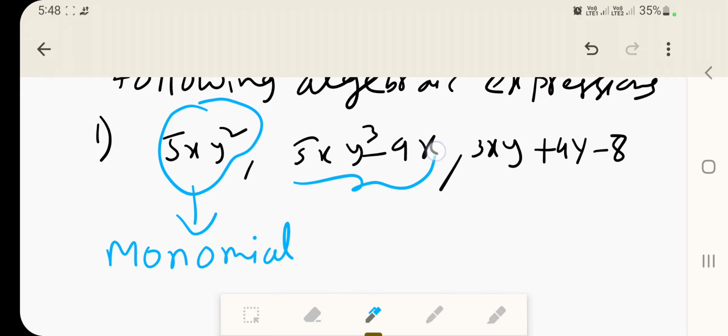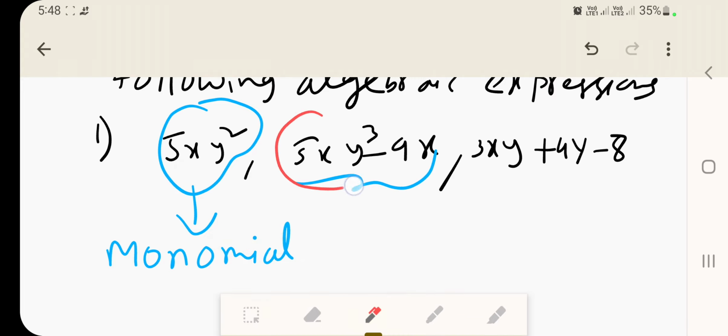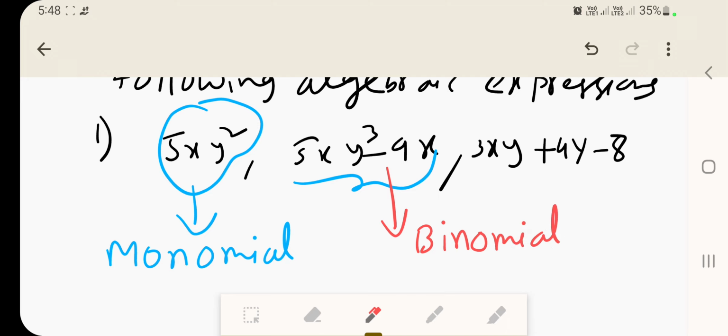If you observe the second one, that is 5xy cube minus 9x, it has two terms. What are those two terms? One term is 5xy cube, and the other term is 9x. So these are the two terms we have. Such expressions where we have two terms are called binomial expressions. Bi means two.